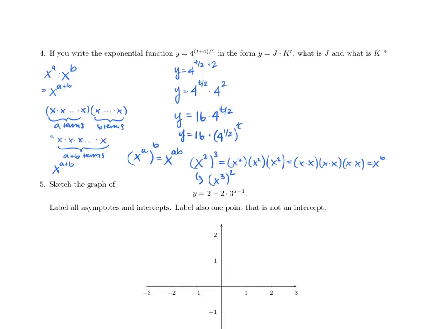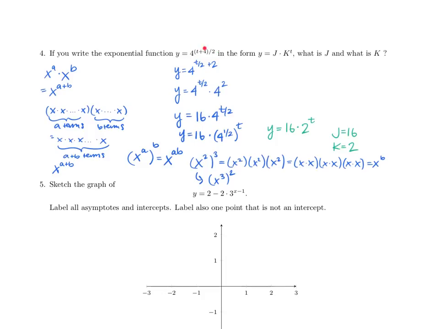That does the job. And from there, we're able to write down exactly what our final answer should be, because we just need to figure out what 4 to the 1/2 is, which is just the square root of 4. So I have y equals 16 times 2 to the tth power, and so that means that j equals 16 and k equals 2, right?